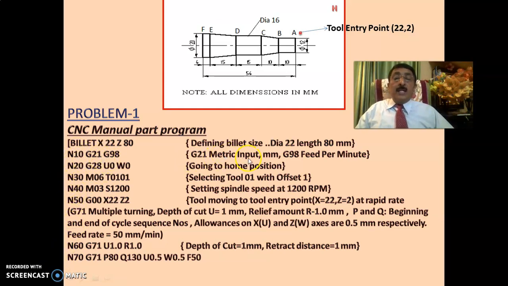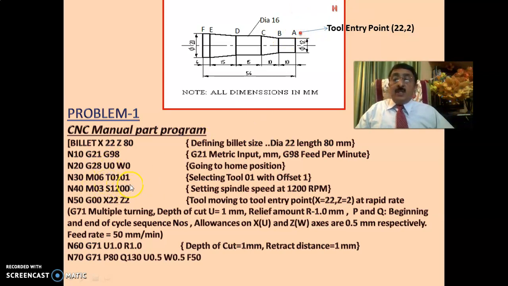G21 means metric input; whatever is in mm, it takes. G98 means it will take the feed compulsorily in feed per minute. G28 U0 W0 means the tool, wherever it is, let us say somewhere here in between, goes to the home position. That means it will start from the home position.